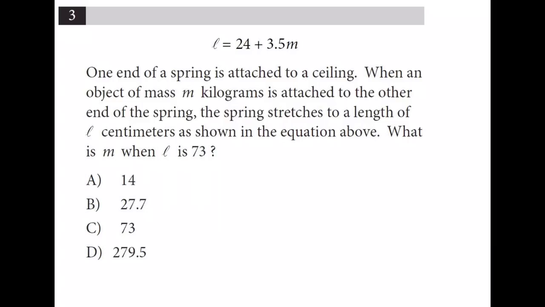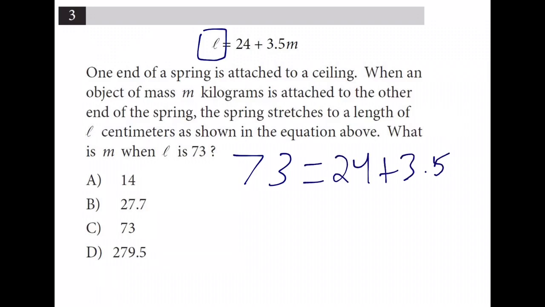Number 3. L is equal to 24 plus 3.5m. One end of a spring is attached to a ceiling. When an object of mass m kilograms is attached to the other end, the spring stretches to a length of L centimeters as shown in the equation above. What is m when L is 73? So in this equation, L is here on the left, and we can replace it with 73. 73 is equal to 24 plus 3.5m.